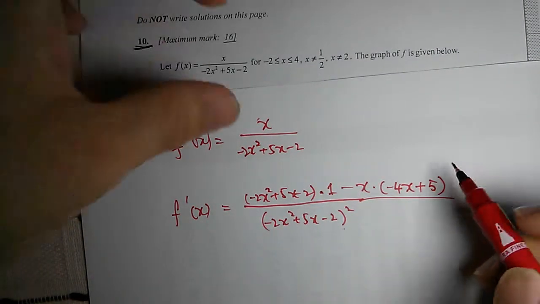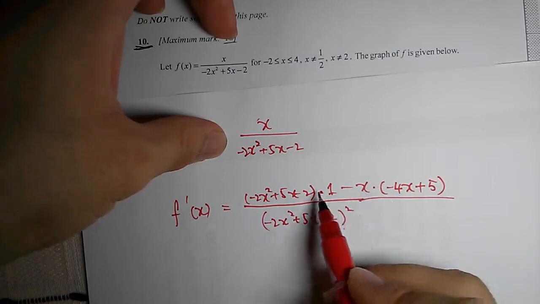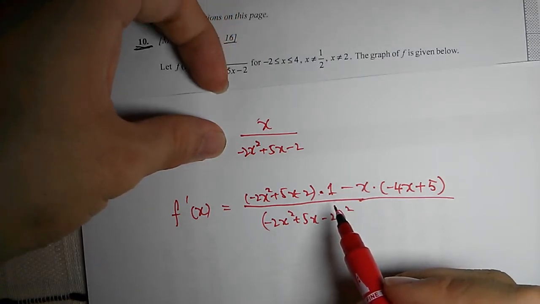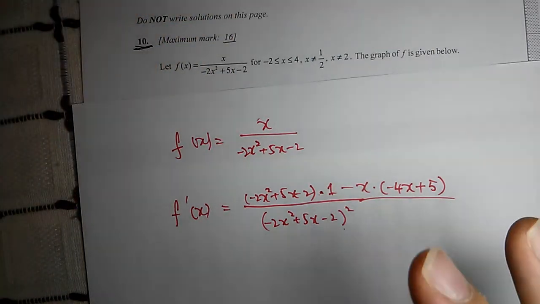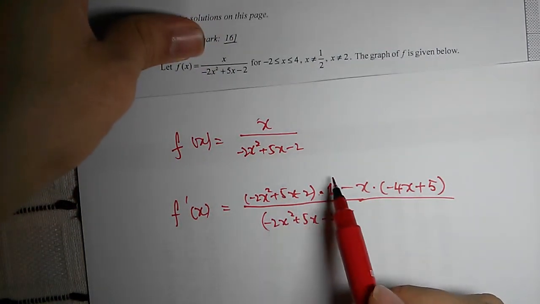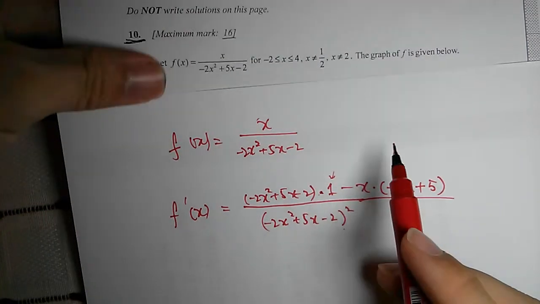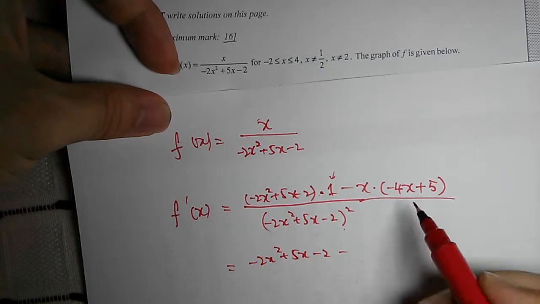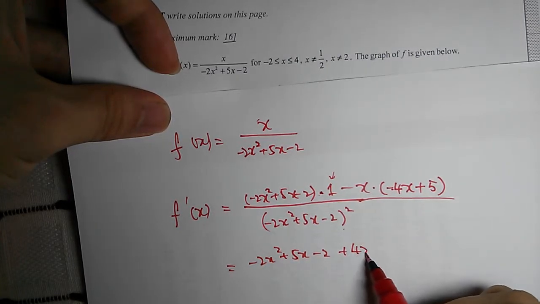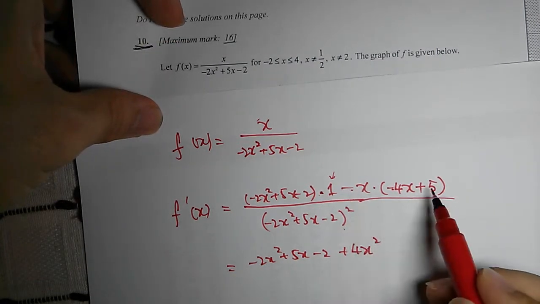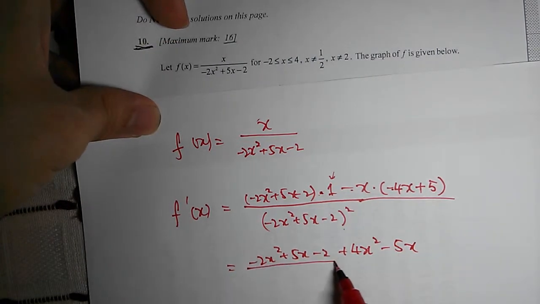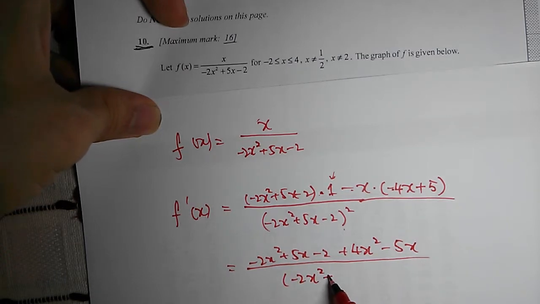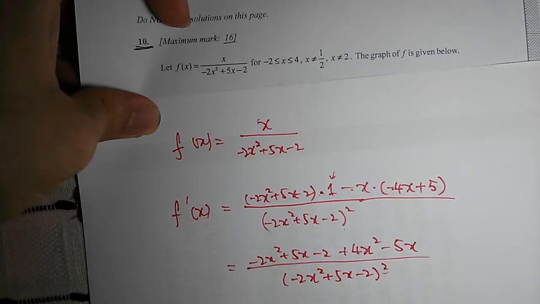Remember this way, because if you mix up which one you differentiate first, due to the minus sign, the answer would be different. How do you remember which one to differentiate first? You should differentiate the numerator first. Do a little bit of expanding. Negative, positive, right? 4x squared, negative, positive, negative 5x. Remember, whenever we do the quotient rule, the denominator is never expanded. This square is never expanded. It's useless, it won't help.